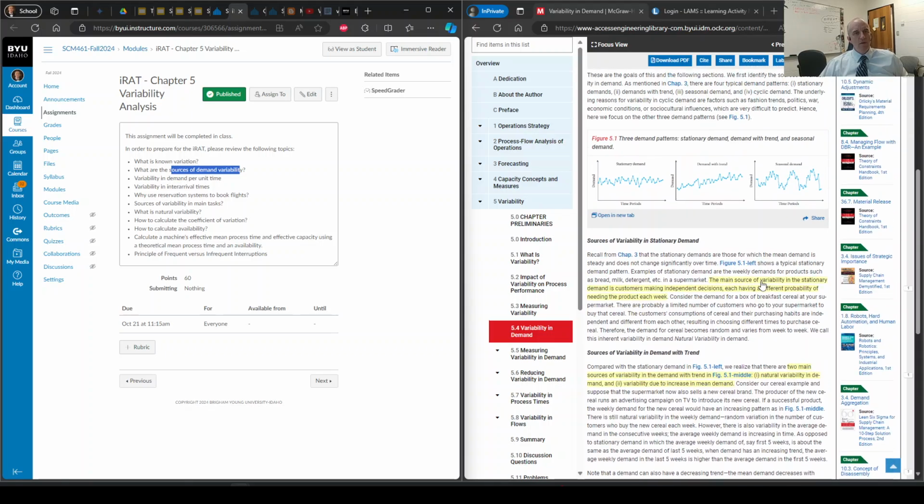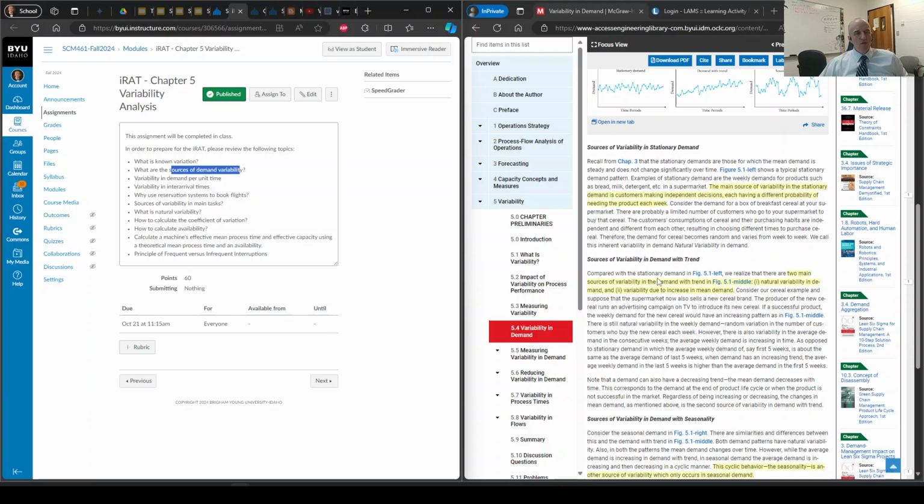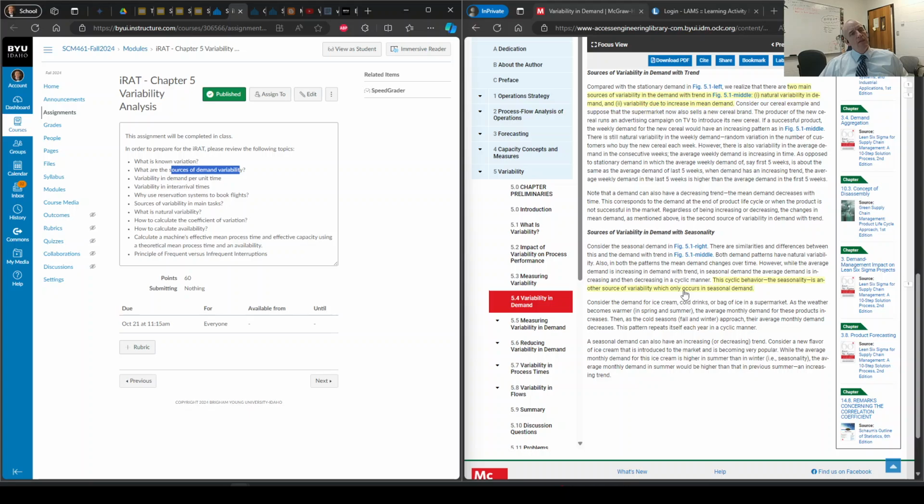And the sources are customers making independent decisions, each having a different probability of needing the product each week. That's where the variability comes from in stationary demand. The source of variability in demand with trend has two main sources, natural variability and variability due to increase in demand. And then the source of variability in demand with seasonality is the cyclic behavior. This seasonality is another source of variability, which occurs specifically in seasonal demand. Ice cream, cold drinks, bag of ice, etc.